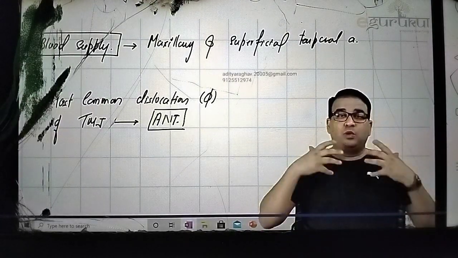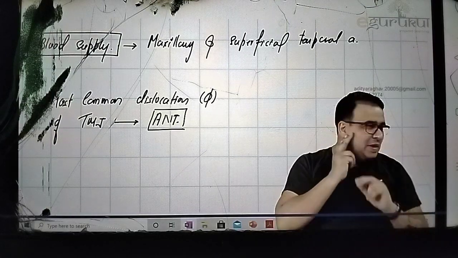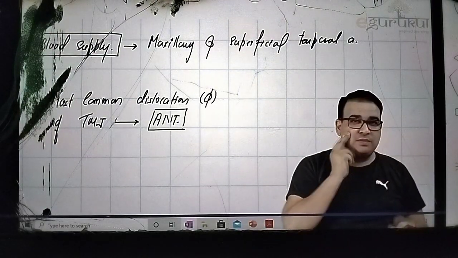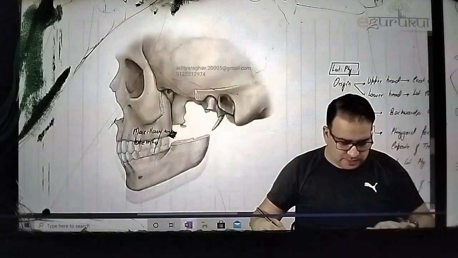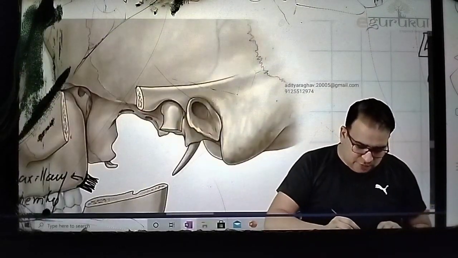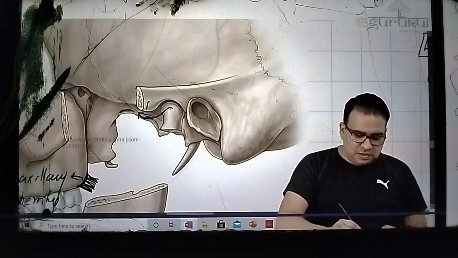When a person tries to open the mouth excessively, much more than is required, the head of the mandible will come in front of the articular tubercle. If I once again show you that picture, this head of the mandible will come in front of the articular tubercle like this. That's the articular tubercle. That is anterior dislocation.